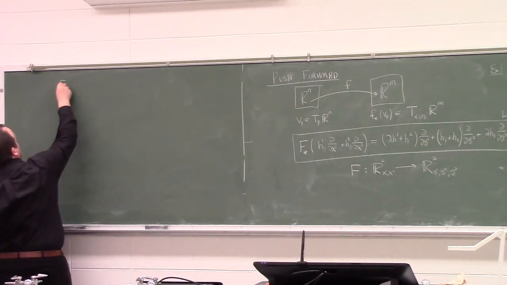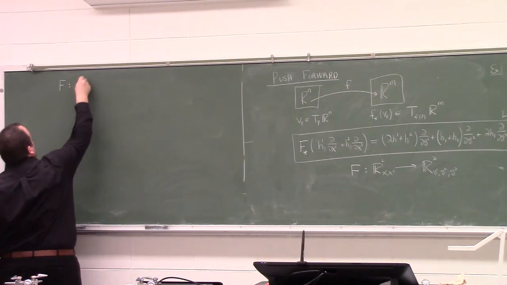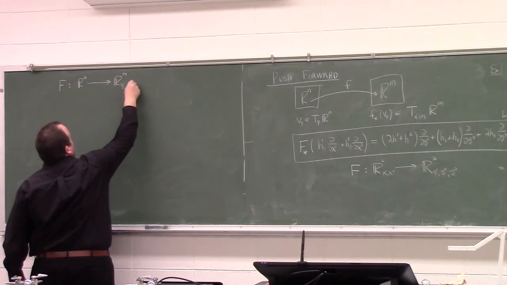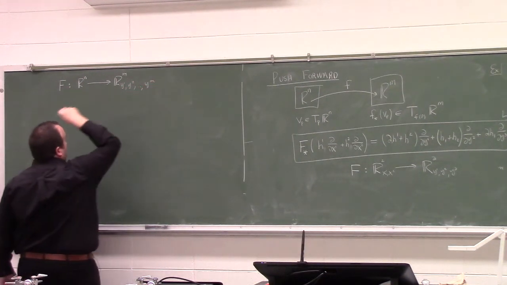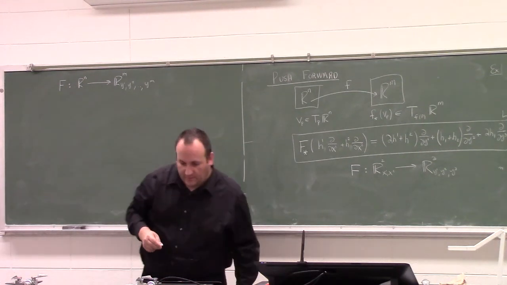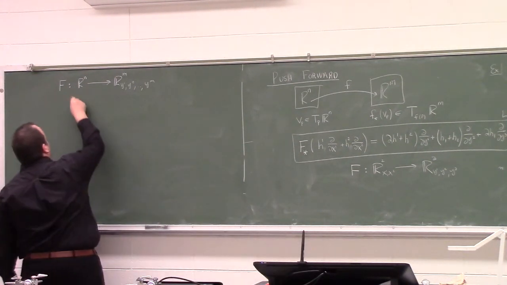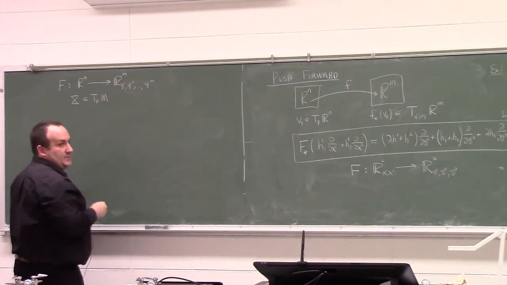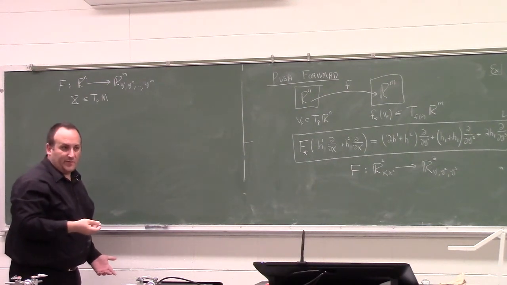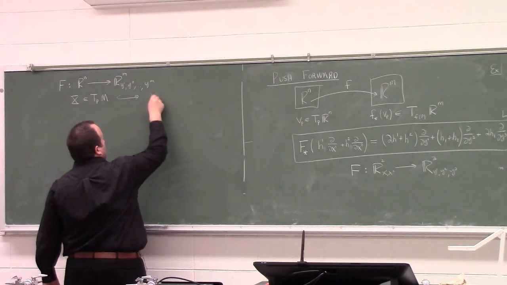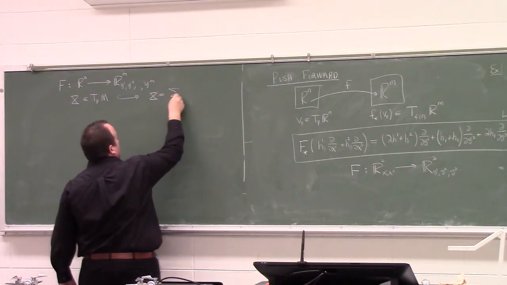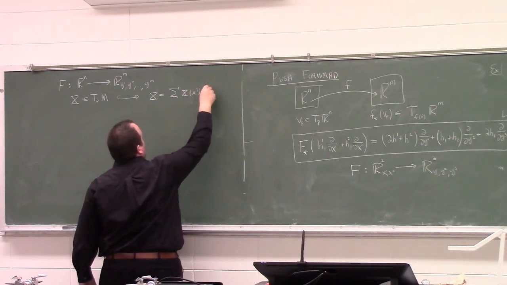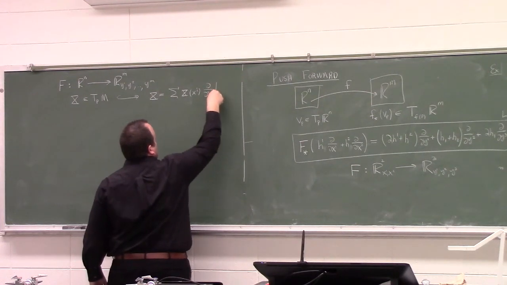Let me set up the notation. F is a mapping from Rn to Rm, and I'm using coordinates y1, y2, ym there. I want to let big X be an element of the tangent space at p. What does that mean in terms of a formula? That means that X is equal to the sum of X acting on xi, times partial xi at p.